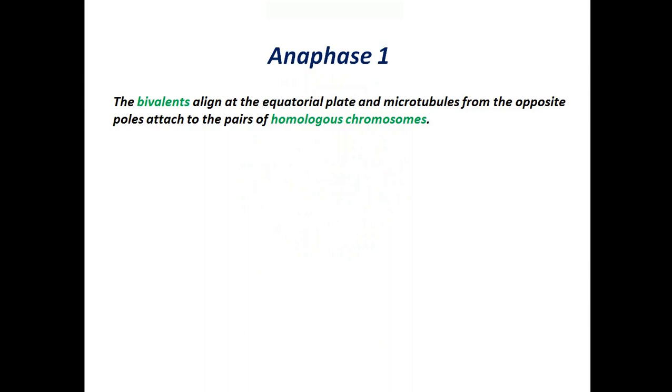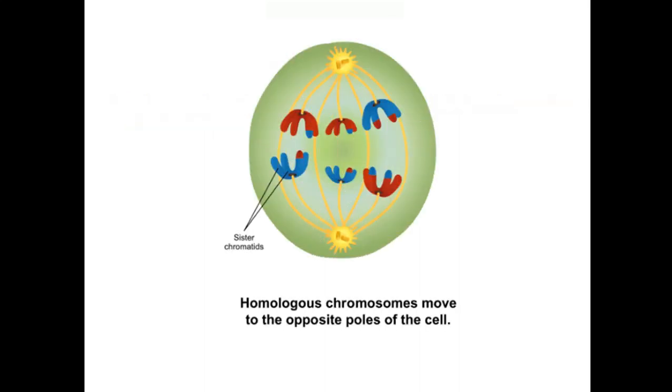Next is anaphase 1. The bivalents align at the equatorial plate and microtubules from the opposite poles attach to the pairs of homologous chromosomes. Diagram of anaphase 1. See how the chromosomes move to the opposite poles of the cell to get split up.